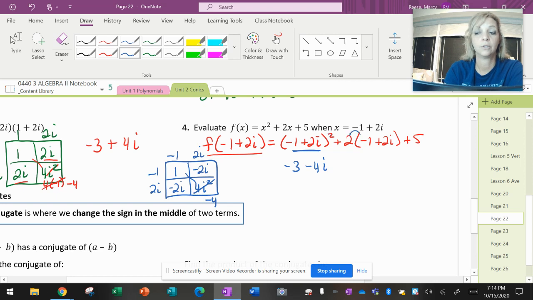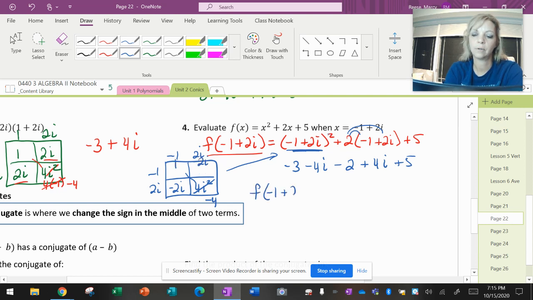And I'm going to just keep going. I'm going to distribute it. So that was this whole thing squared. Then I've got negative 2 plus 4i plus 5. And I'm going to combine. So I'm going to get my results here.